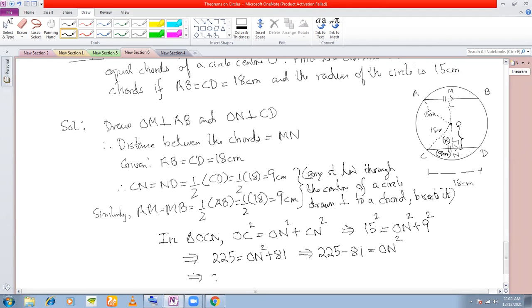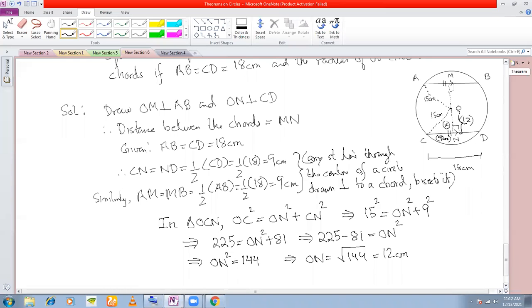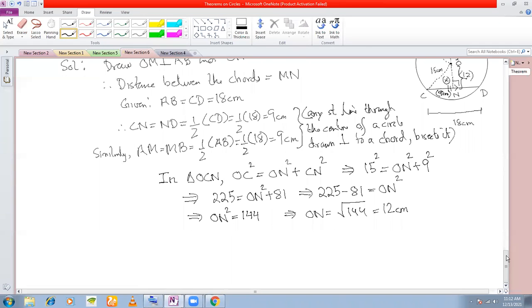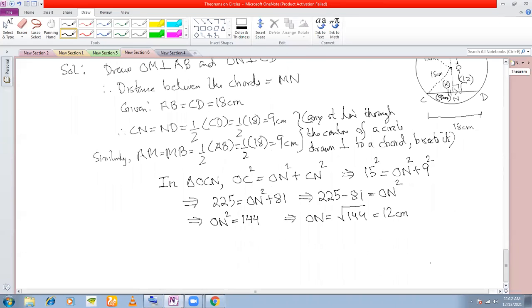That means how much is the value of ON square? 225 minus 81 is going to give you 144. That means ON is how much? Square root of 144, which is 12 centimeters. So you have found out this length, 12. Now, because these chords are equal, ON must be equal to OM, applying that theorem, right? Because the chords AB and CD are equal, their distances from the center must be equal. Equal chords are equidistant from the center of the circle, right?